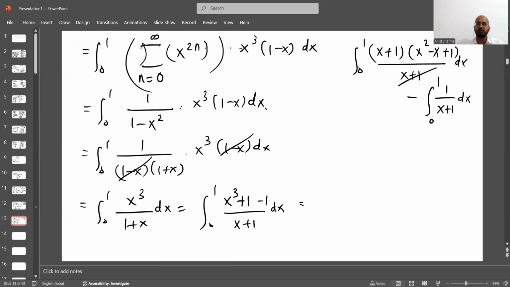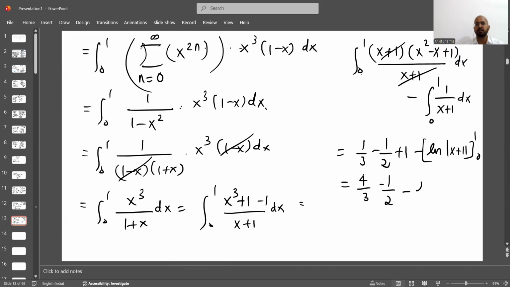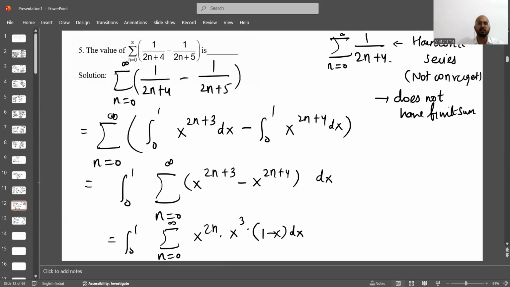Now these two get cancelled, and x square integrated between 0 and 1 would be 1 over 3, simply, minus 1 over 2, then plus 1, minus ln of mod x plus 1, and the limit goes from 0 to 1. So 1 over 3 plus 1 will be 4 by 3, minus 1 over 2, minus ln 2 simply, minus ln 1. So 8 minus 3 is 5 over 6 minus ln 2. So the answer to this series is going to be 5 over 6 minus ln 2.